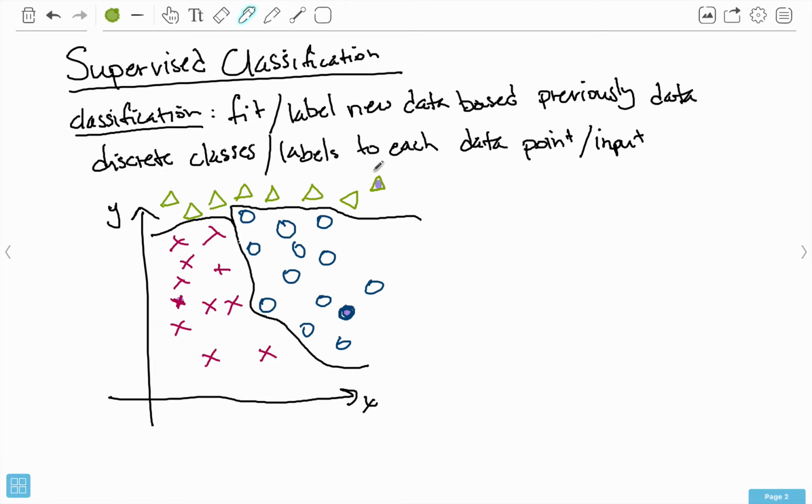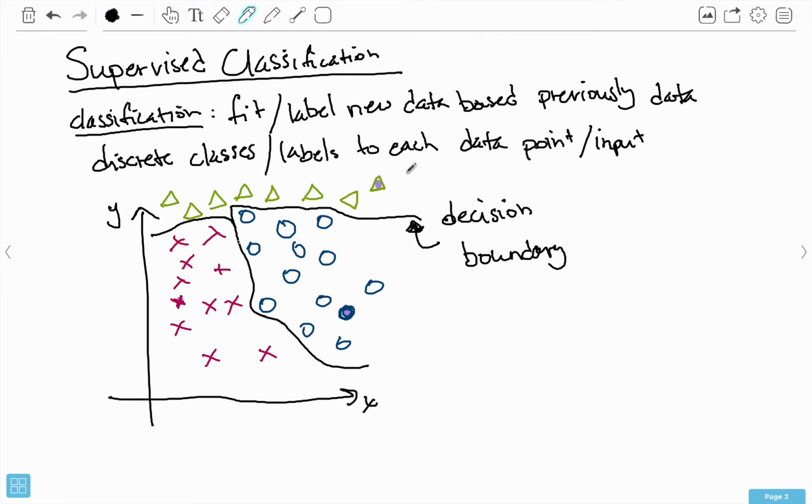And so I would probably say that this new point should be a green triangle. And so this is kind of the thought process that's going on with these classifiers. What you used to make your decision was this kind of imaginary boundary between our data, which I kind of drew in here. And so this is called the decision boundary, right here. And it helps us make decisions when it comes to supervised classification.